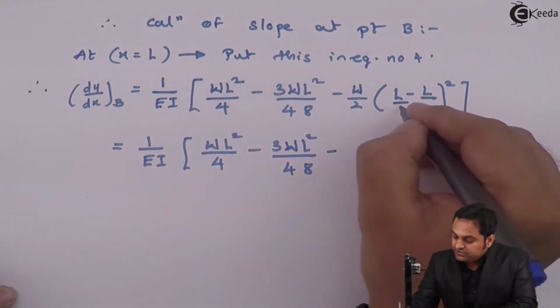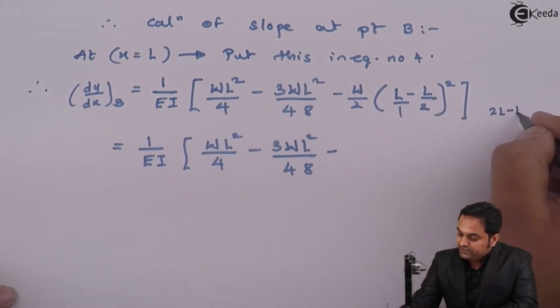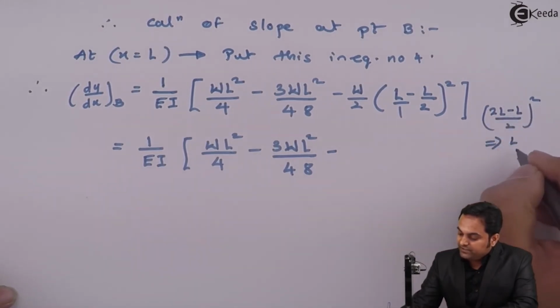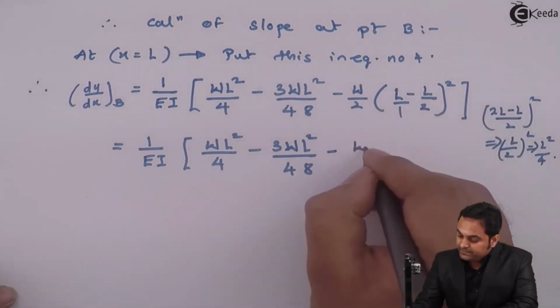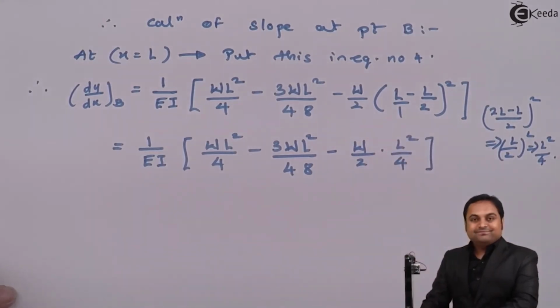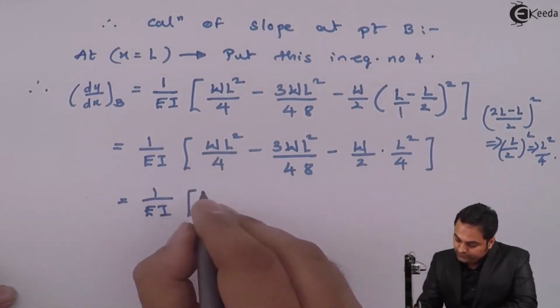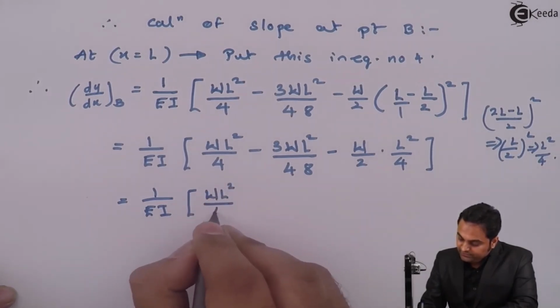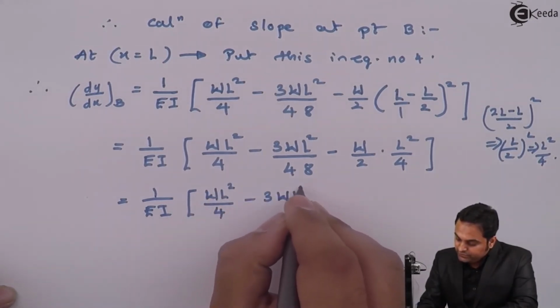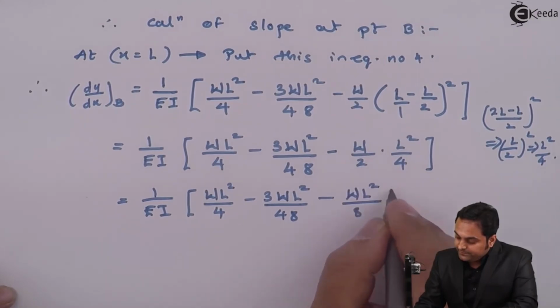here we have this bracket. If I simplify, this is 2 into L, 2L minus L into 1, that is L, divided by 2 whole square. So it becomes 2L minus L, that is L by 2 whole square, which is L square by 4. So this bracket is L square by 4. Next, 1 upon EI is equal to wL square by 4, I will keep it as it is, minus wL square by 48 as it is, minus this will be wL square by 8.